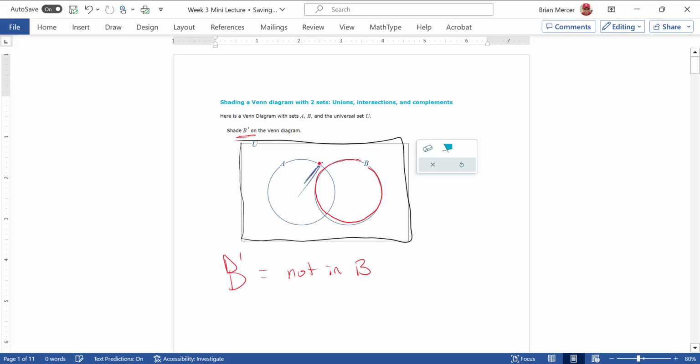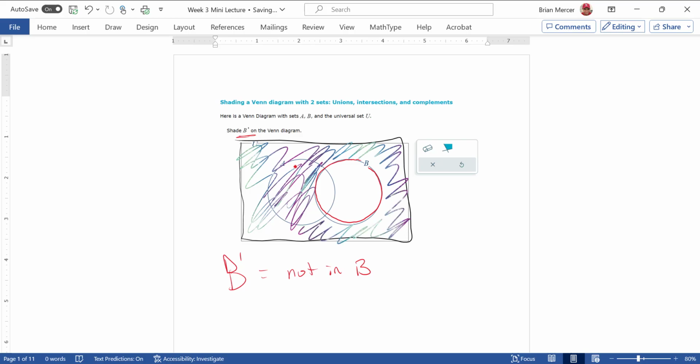So we're talking about every part of the universal set. And it's doing some pretty colors on the shading. I didn't realize that was going to happen, but whatever. Every part of the set U that isn't inside B, so that's what you'd end up shading for B prime. That would represent B prime.